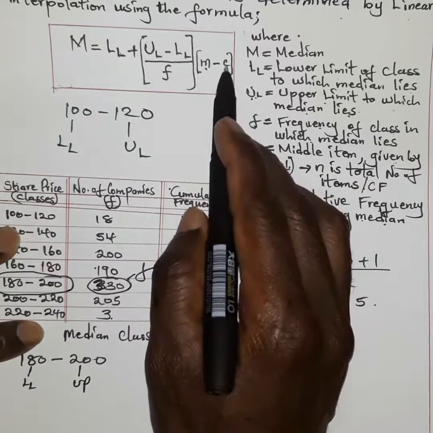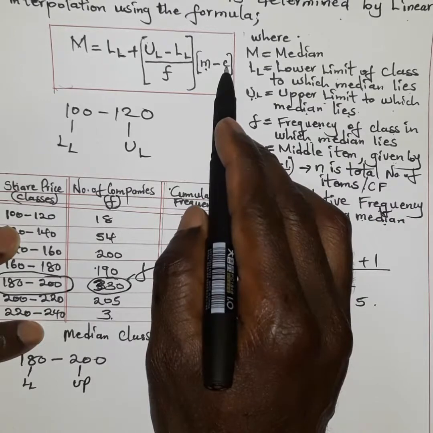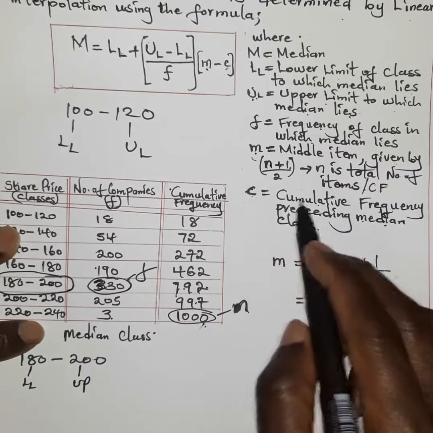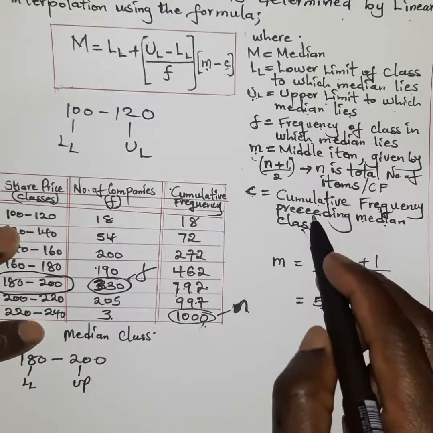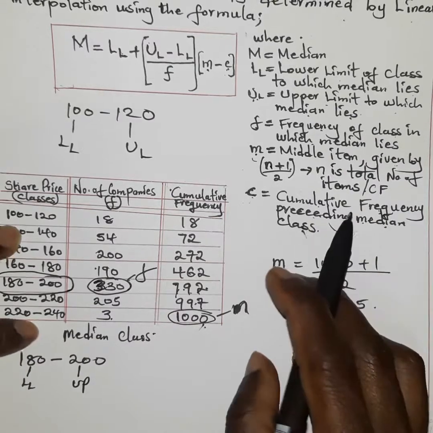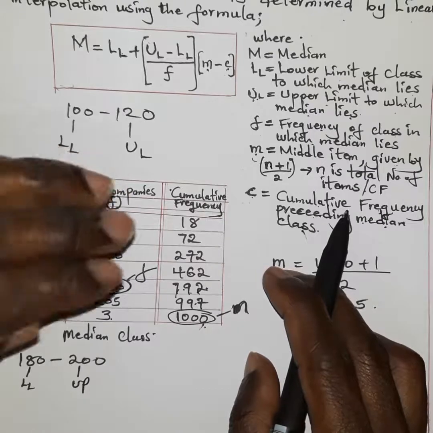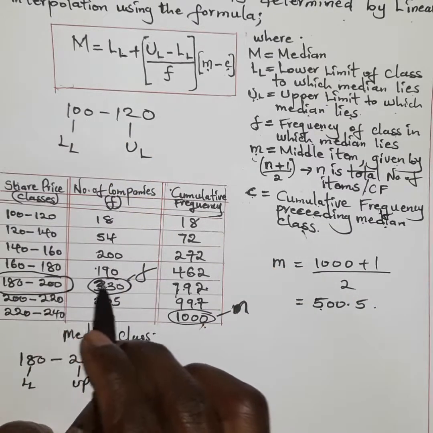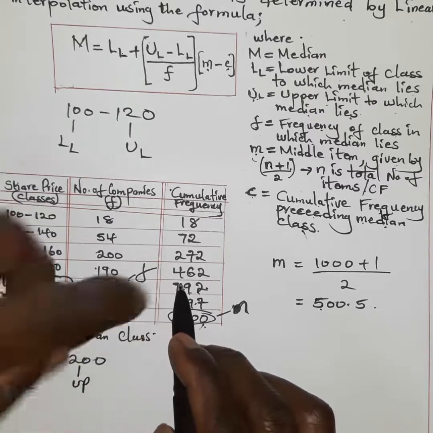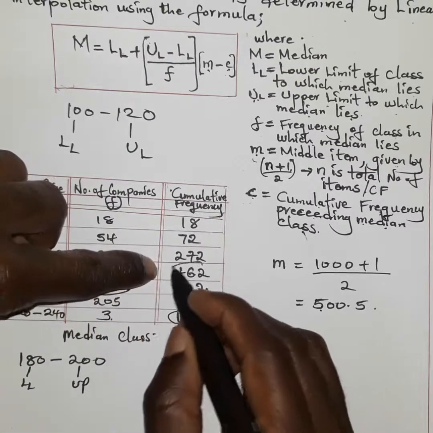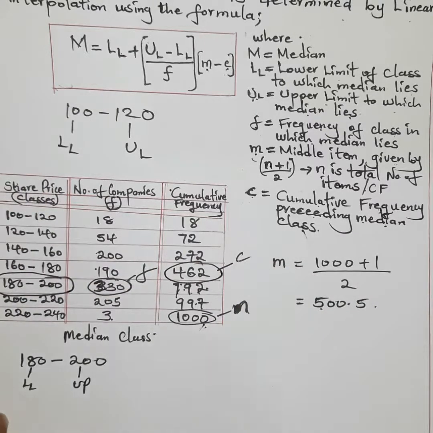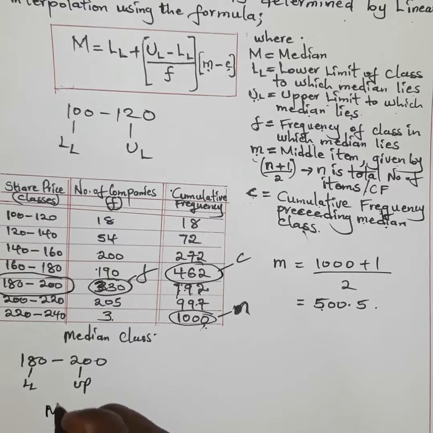And we have the cumulative frequency C, which we said refers to the cumulative frequency preceding the median class. Preceding means the one that comes just before the median class. And our median class is this one, so the one coming before the median class is 462. So this one becomes our C. We apply all these in our equation to obtain what we need.